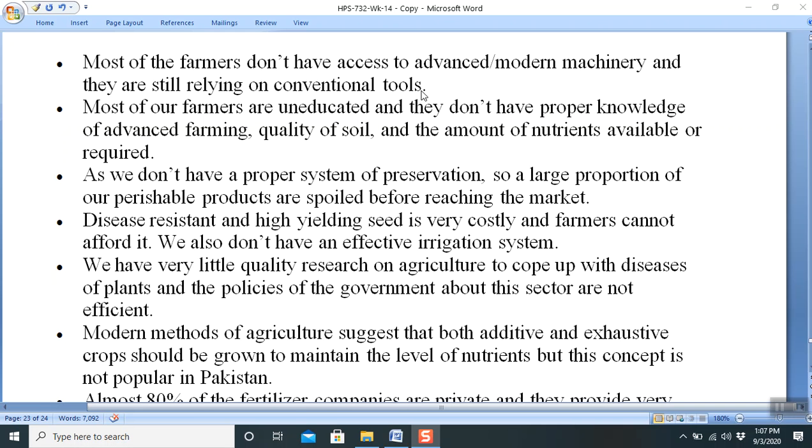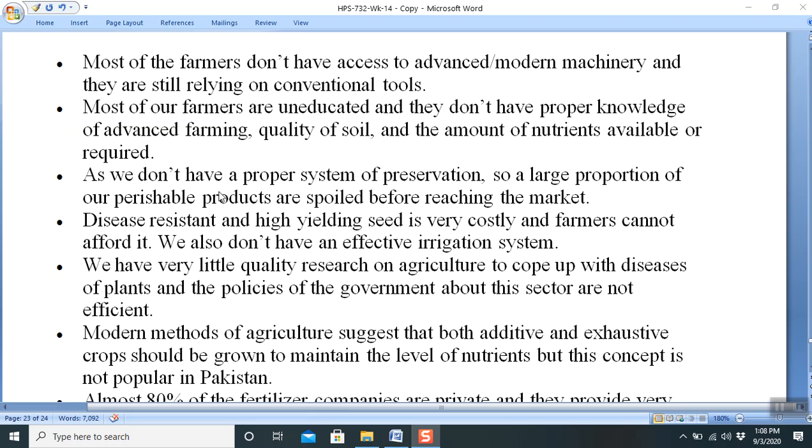The government should help. Most of our farmers are uneducated and they don't have proper knowledge of advanced farming, quality of soil, and amount of nutrients required. The farming community is a little educated, whereas the technology in the world has advanced, thereby they are unable to use it. Contrary to this, in the advanced world, the countries have limited tracts of land, yet they produce more crops with the help of technology.